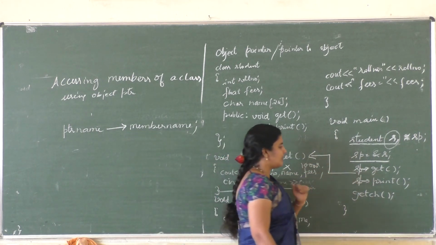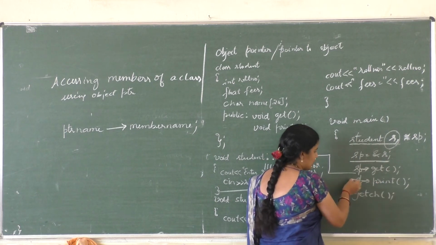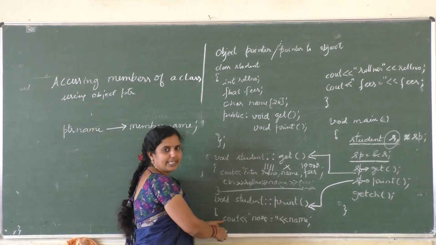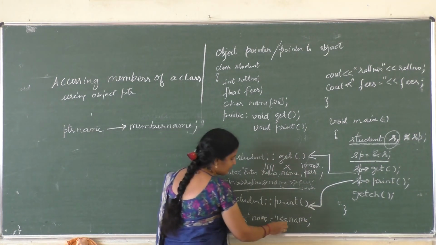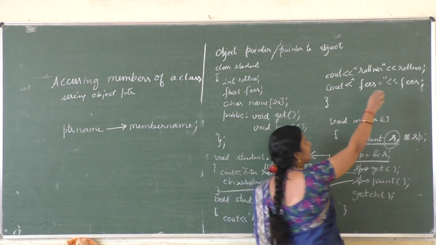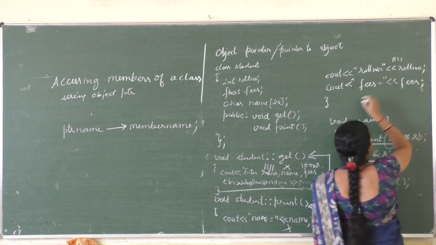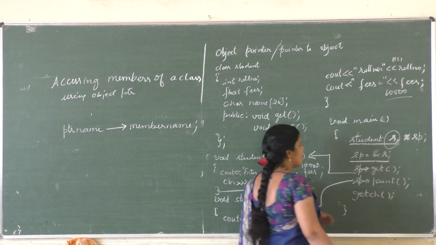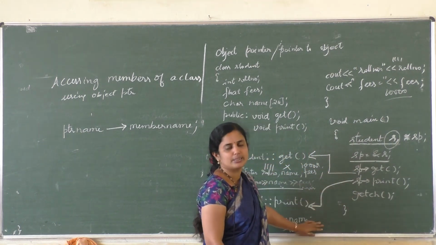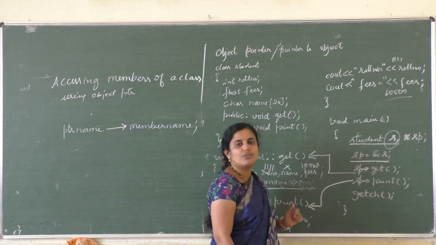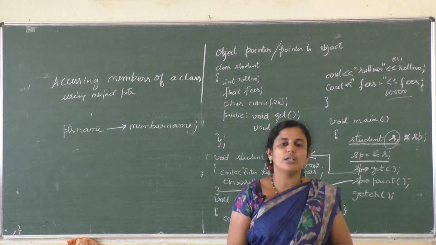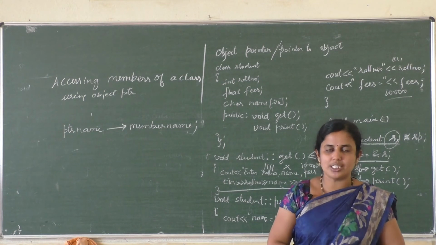Again it comes back here. Next is the print function. Control directly comes to the print function and it displays the name. First the name will be displayed, that is x. Next the roll number will be displayed, that is 1111. Next the fees will be displayed, that is 10,000. Finally, getch, and we terminate the program by closing the curly brackets. Is it clear? This is how object pointer, or pointer to object, is used in C++.